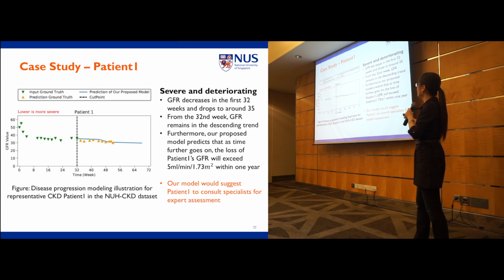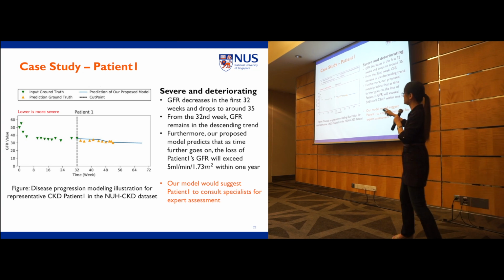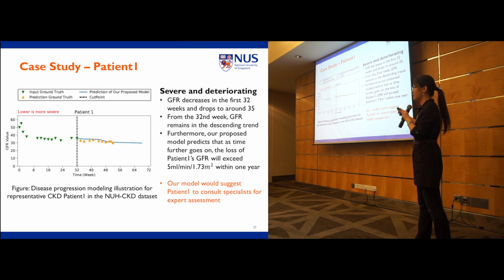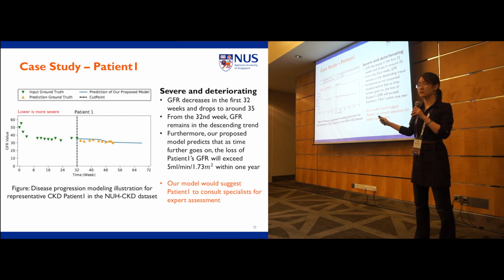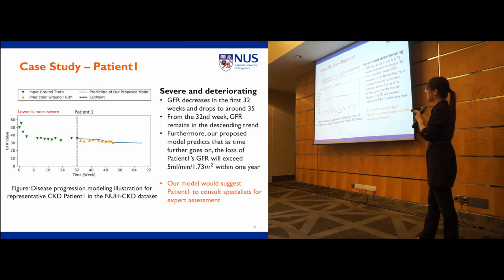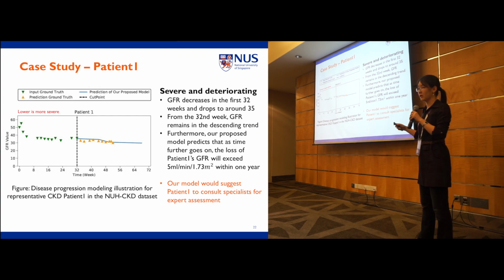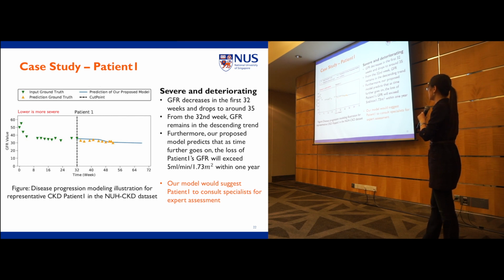So for this first patient, we figure that this patient is severe and deteriorating because we found that his GFR values decrease in the first 32 weeks until the cut point, and his GFR value jumps to about 35. And from the 32nd week, we found that this GFR value remains in a descending trend, which means this patient is getting more severe. Furthermore, our model predicts that as time goes on, this descending trend will still continue, and the loss of this patient's GFR value will exceed 5 milliliters per minute per 1.73 square meter within 1 year. After we consulted the doctors, this means that this patient will need more advanced intervention. So our model would suggest that this patient consult a specialist for expert assessment.